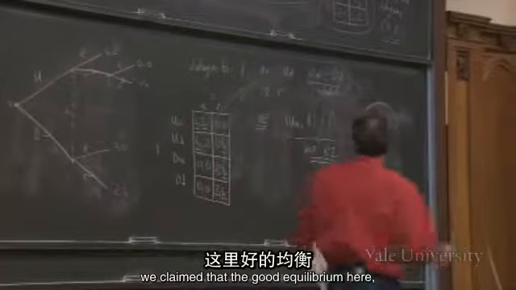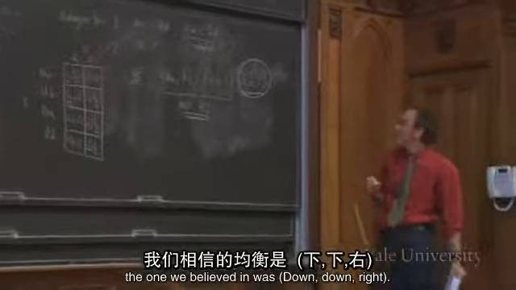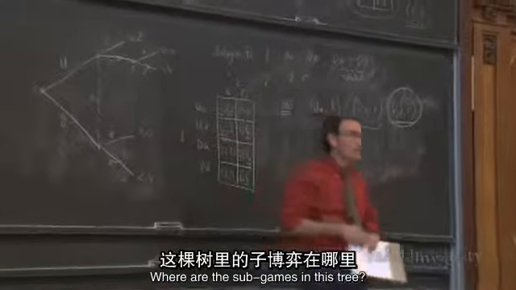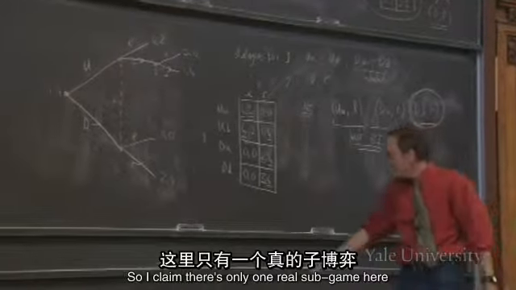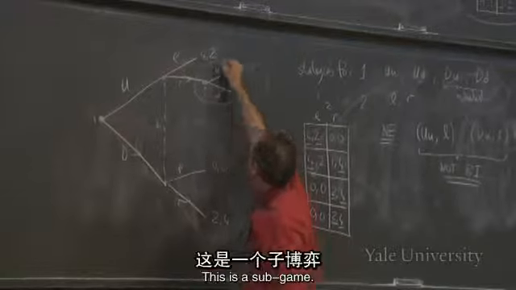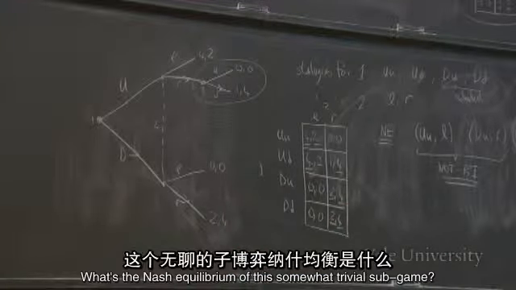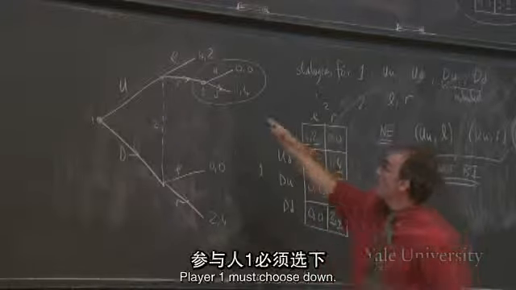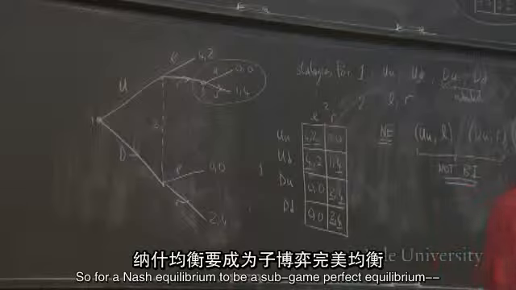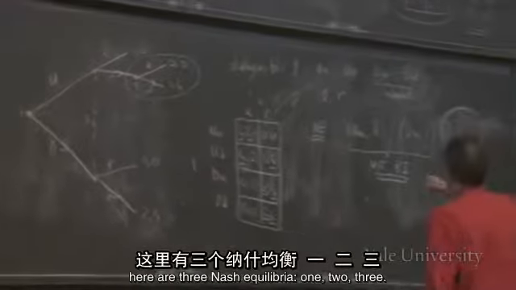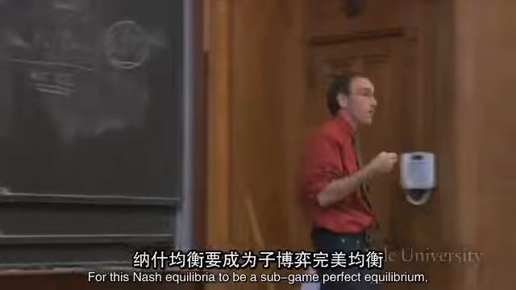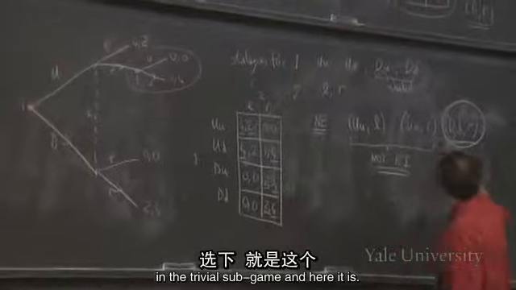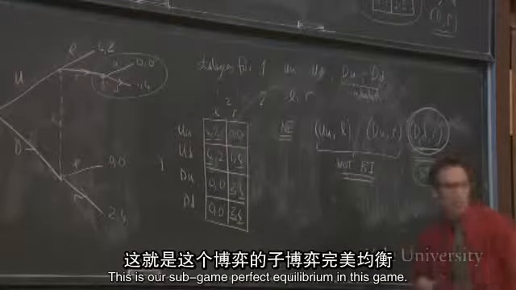And we claimed that the good equilibrium here, the one we believed in, was down, down, right. Where are the subgames in this tree? I claim there's only one real subgame here, and that's this piece. What's the Nash equilibrium of this somewhat trivial subgame? The Nash equilibrium of this somewhat trivial subgame is that player one must choose down. So for a Nash equilibrium to be a subgame perfect equilibrium, here are three Nash equilibria, one, two, three. For this Nash equilibrium to be subgame perfect, it's got to instruct player one to choose down in the trivial subgame. And here it is. This is our subgame perfect equilibrium in this game.